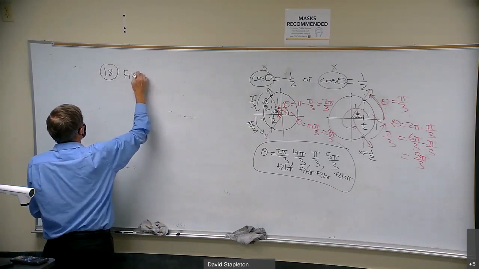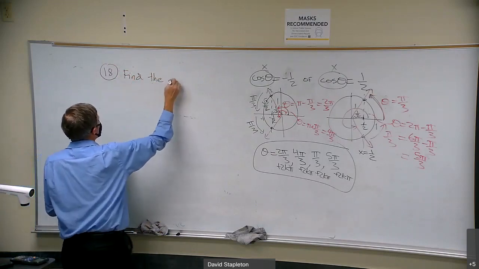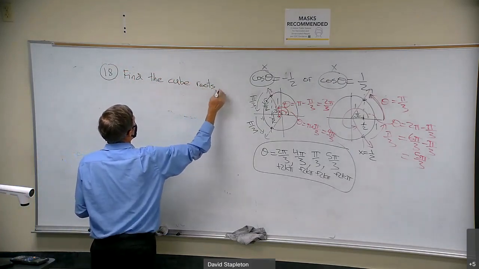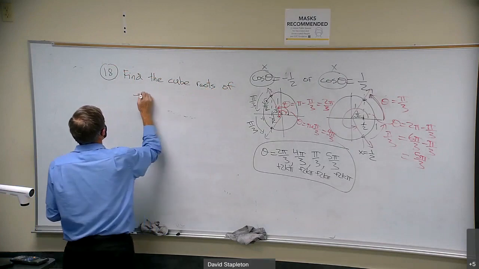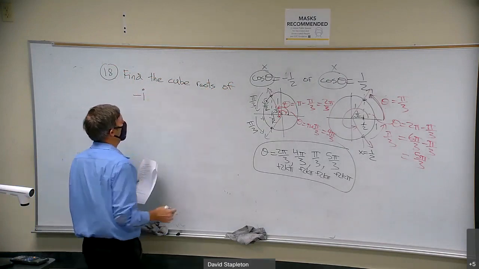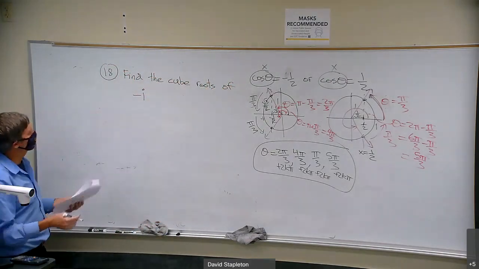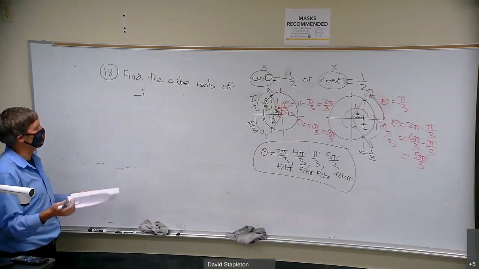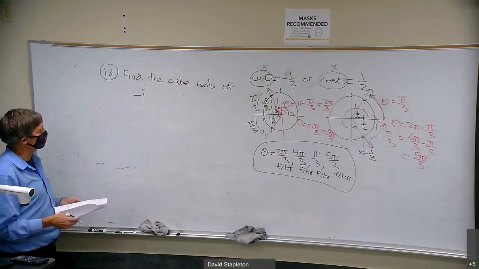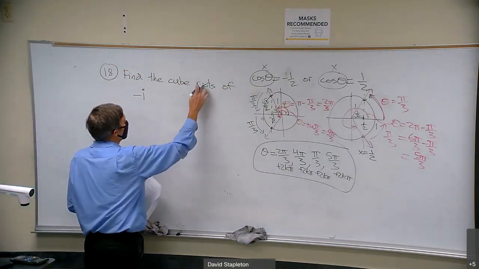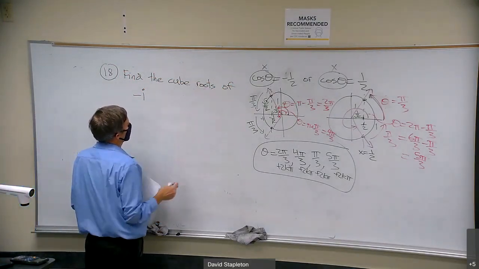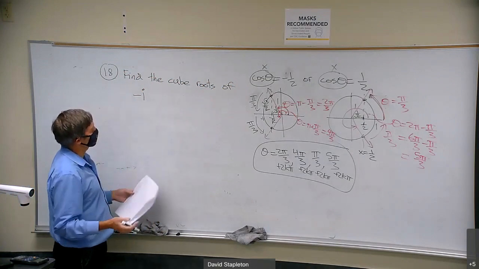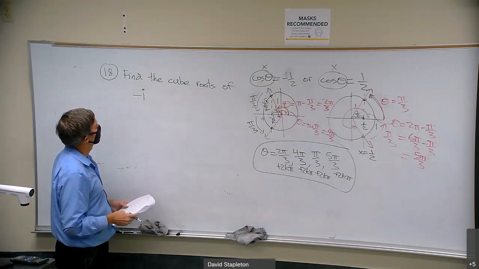Find cube roots, that is the third root, of negative i. What three complex numbers cubed will give me negative i? Remember what we said before is if you want nth roots, there's n of them in complex numbers. That's the general rule, and you can see it from the formula. If you want fourth roots, there's 4 of them. Fifth roots, there's 5 of them.